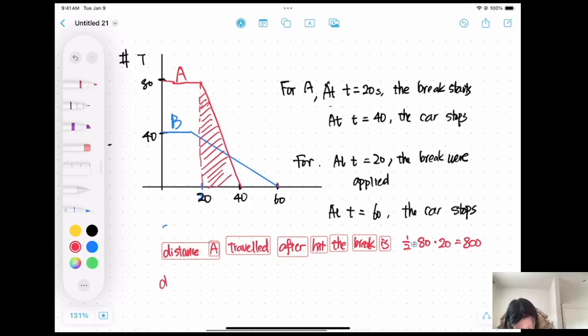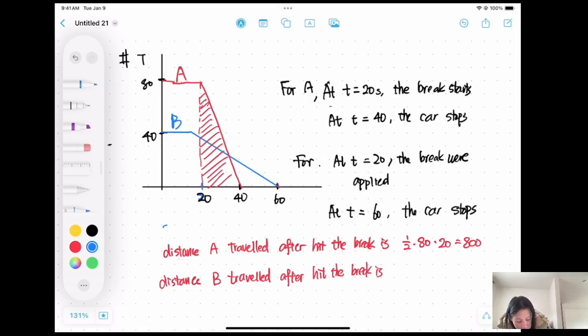And then the distance B traveled after hitting the brake is going to be the blue part, which is also from 20 to 60, but the height is different. It's going to be 1/2 times 40 times 40, also 800. So they travel the same distance after they hit the brake. Number 8 is quite similar. I'm going to link that to you.